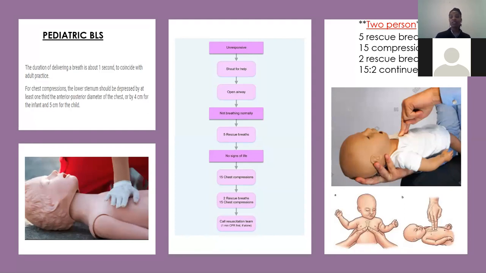So go and look up a video on how to put those pads on and how to work with defibrillation cases. But pediatric BLS is quite daunting.